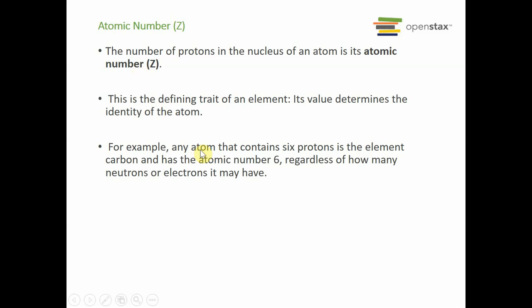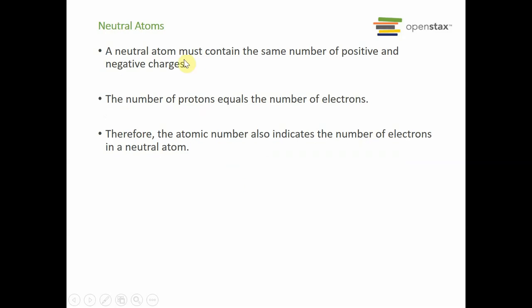For example, any atom that contains 6 protons is the element carbon and has the atomic number of 6, regardless of how many neutrons or electrons it may have. A neutral atom must contain the same number of positive and negative charges. The number of protons equals the number of electrons. Therefore, the atomic number also indicates the number of electrons in a neutral atom.